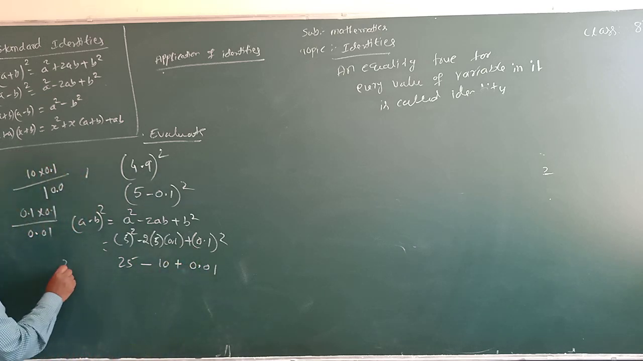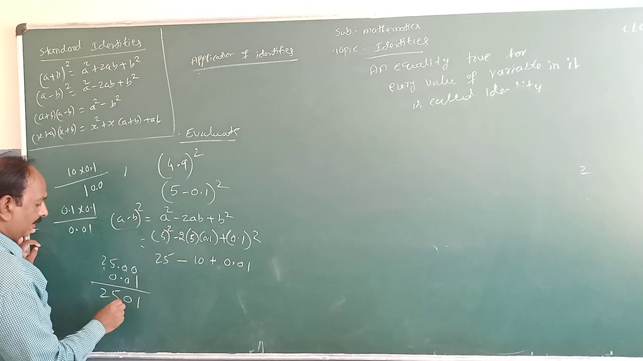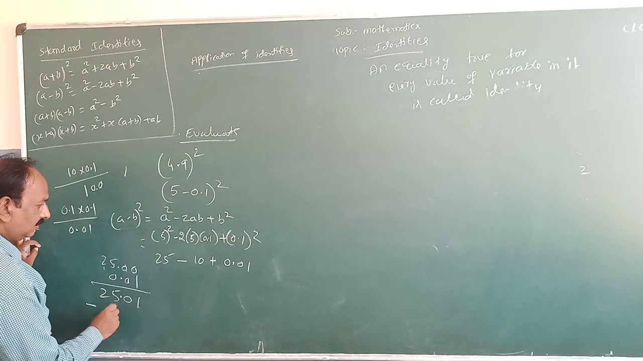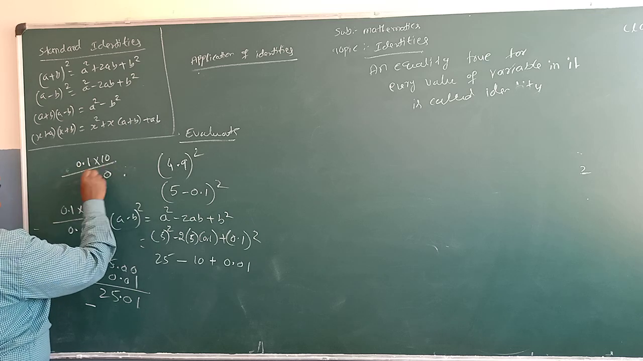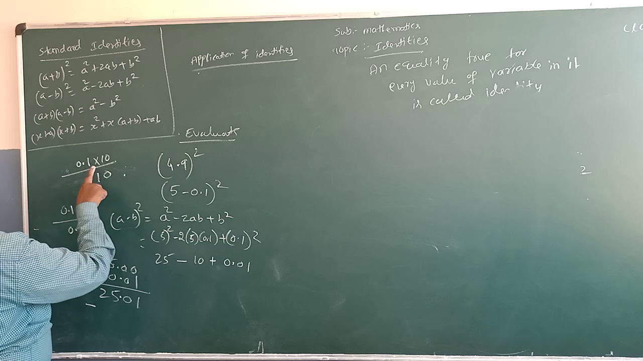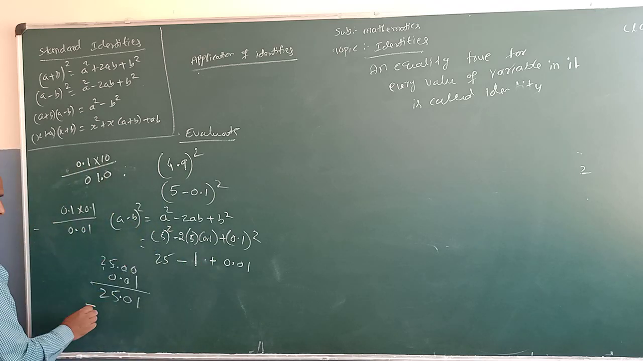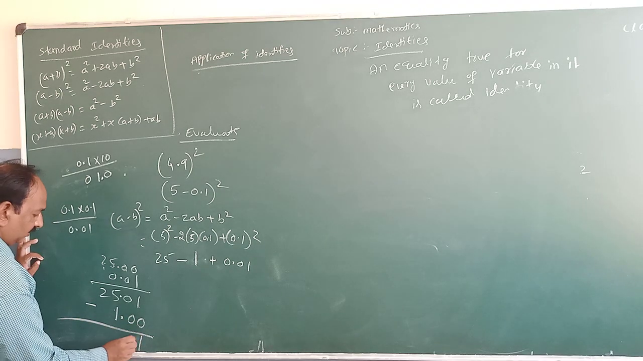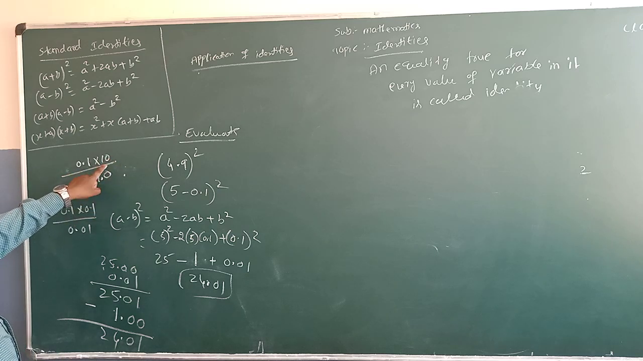So 25.00 minus 1.0 plus 0.01. 25.00 minus 1.00 is 24.00, plus 0.01, the answer is 24.01. 0.1 into 10: put the 0 as it is, 1 into 0, put the decimal, 1.0 is nothing but 1. The answer is 24.01.